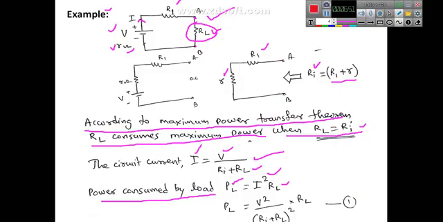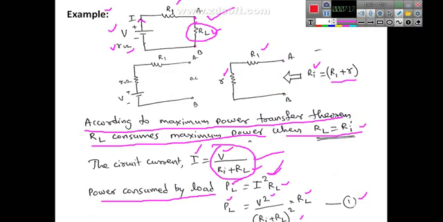You know the equation for the current, so you can just substitute this value of the current I here. Then you will get the equation PL is equal to V square divided by (Ri plus RL) whole square into RL. You can call that equation number 1. This is the expression for the power consumed by the load.